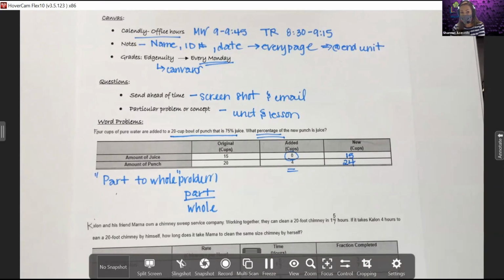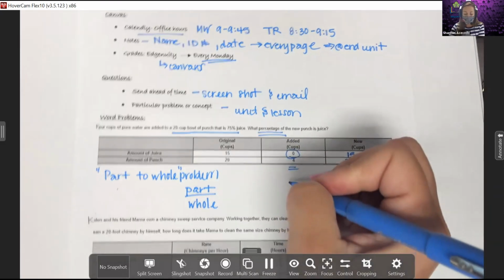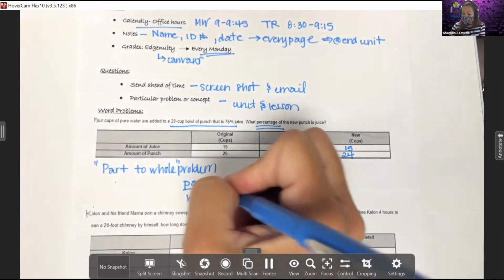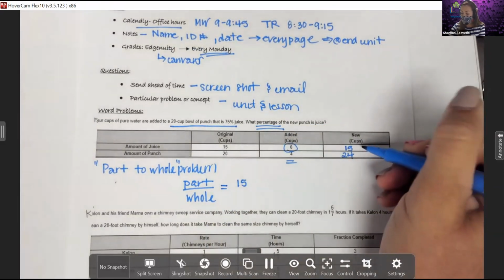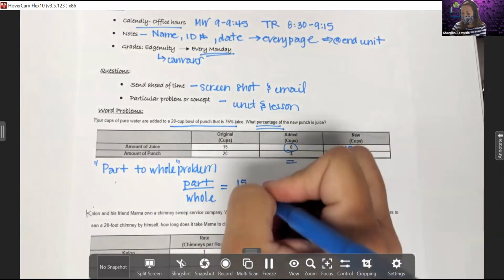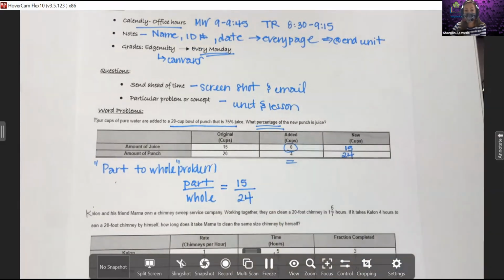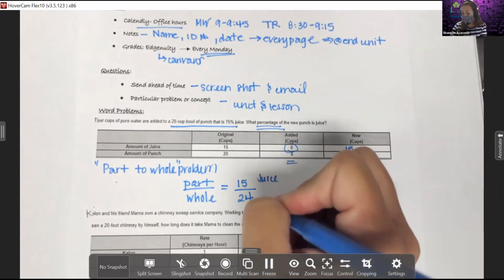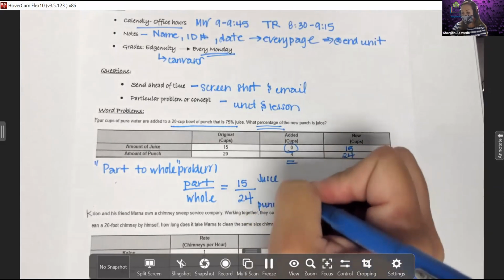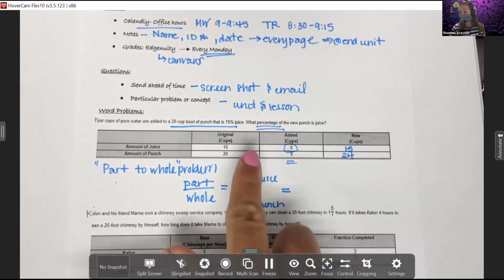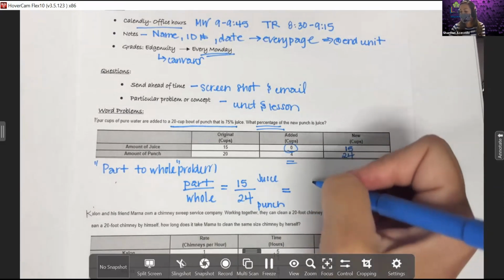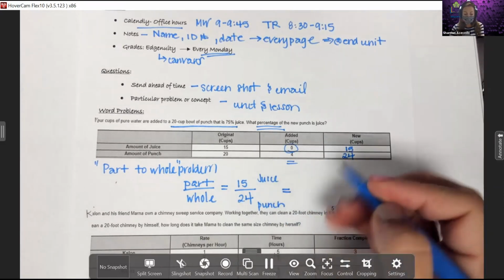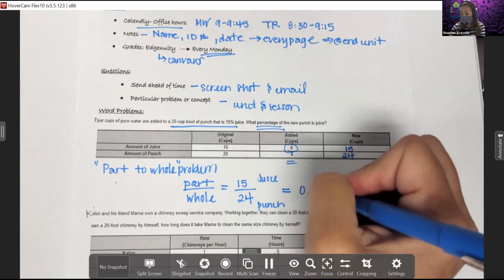Then we can see that the part that is juice is 15 out of the punch that is 24. So the part is the juice out of the whole punch. You could also calculate the water piece as well, but they're looking for the juice. In this case, I would plug that into my calculator and I got 0.625.